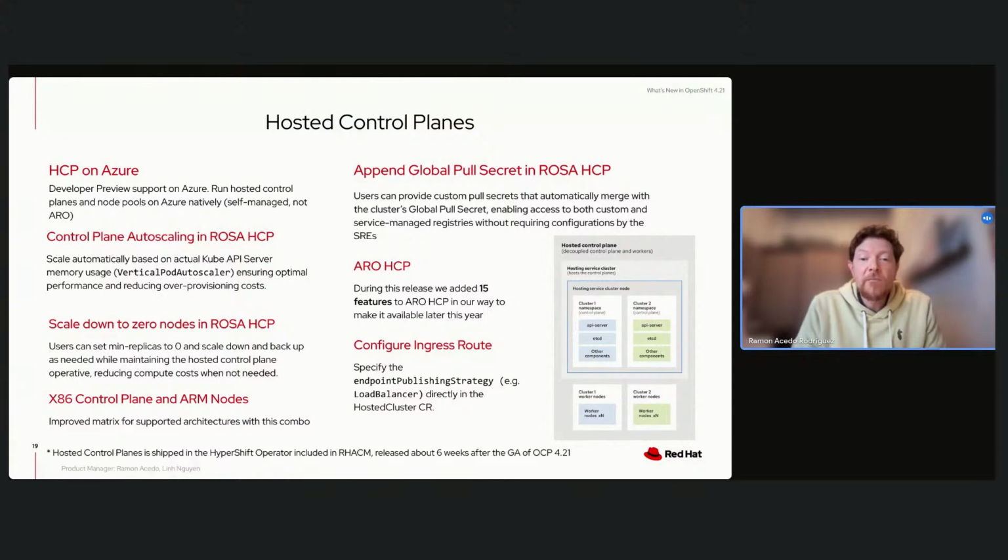Then ARO HCP, again key in our strategy for this year, so we need to be laser focused on it. And during this release, we are adding 15 features that will be part of our GA later this year. And finally, configurable ingress route. With this, you will be able to specify the endpoint publishing strategy, for example, load balancer, directly in the hosted cluster CR, which today you had to do on day 2 in a slightly less convenient way. So next slide.